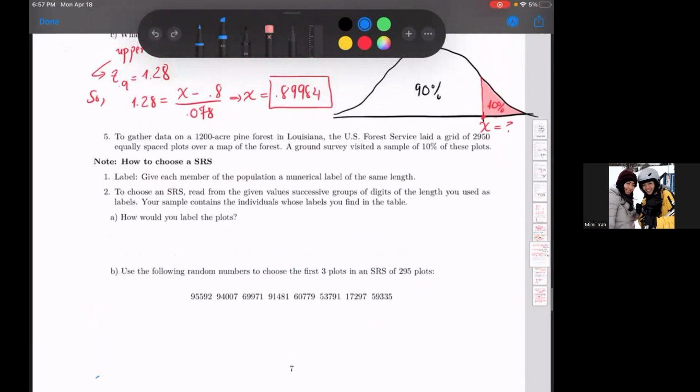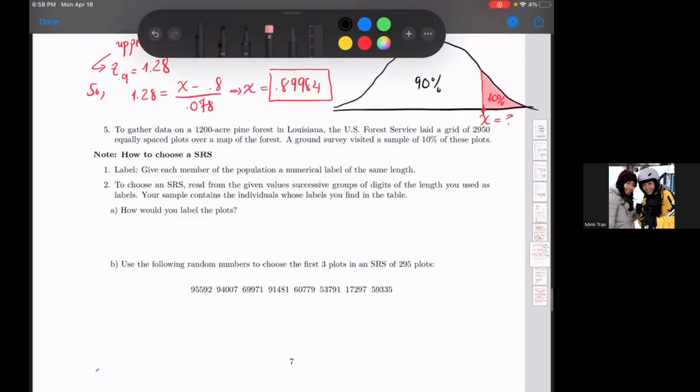What does that mean? For example, in this problem, it says to gather data on a 1,200 acre pine forest in Louisiana, the U.S. Forest Service lays a grid of 2,950 equally spaced plots over the map of the forest. So how many plots do you have? 2,950, right? If you had to label this, starting from the first one, don't write this down, it would be 0001, 0002, 0003, 0004, all the way to 2,950 plots.